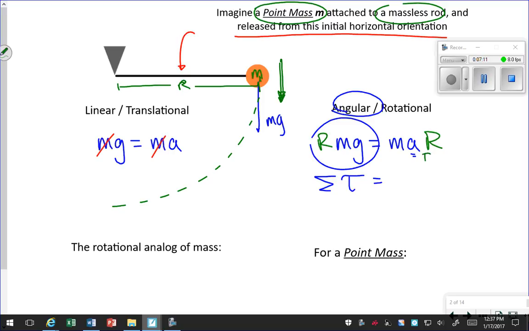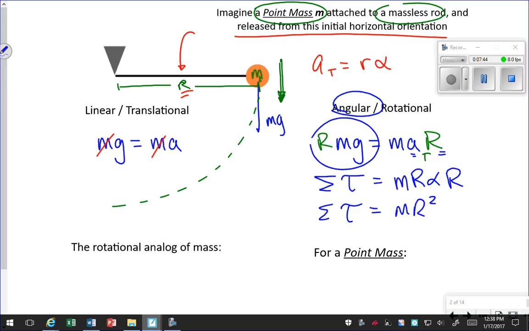And what you have to be able to do here is go back a few days and say, well, if I want to connect tangential acceleration to angular acceleration, we say that a_T is R times alpha. And for this object that's at radius capital R, we turn this into m R alpha times that alpha. And we say that net torque is m R squared alpha.